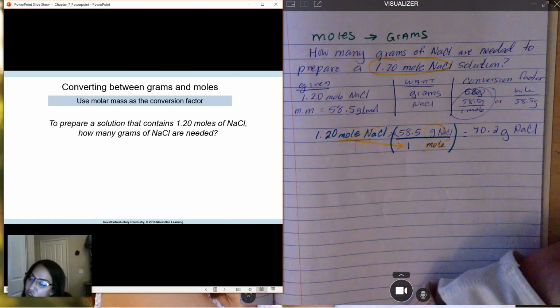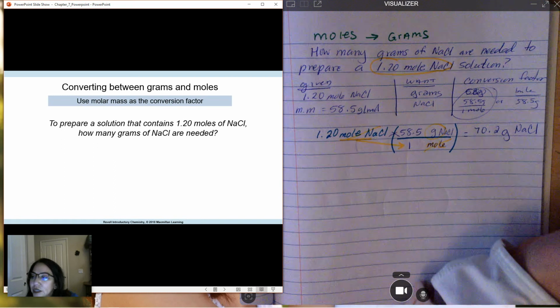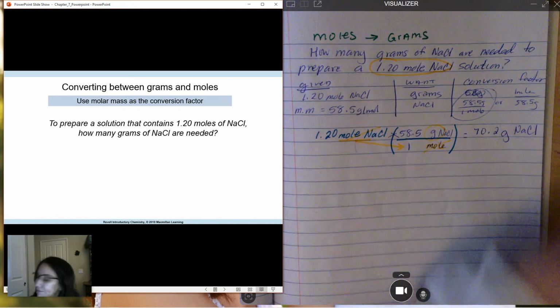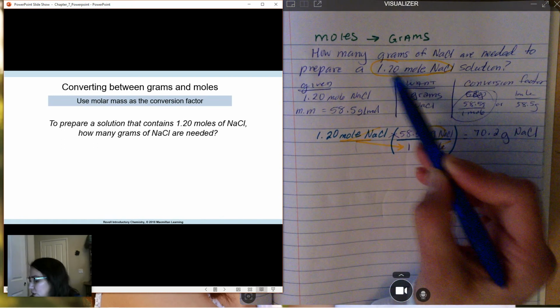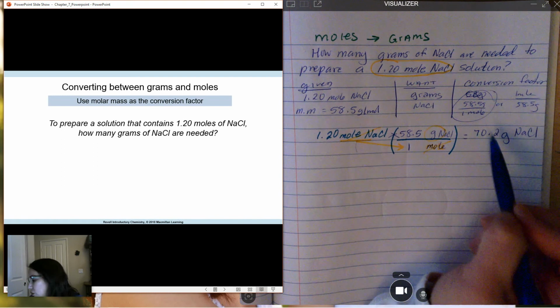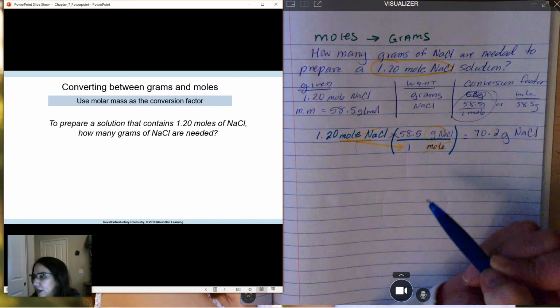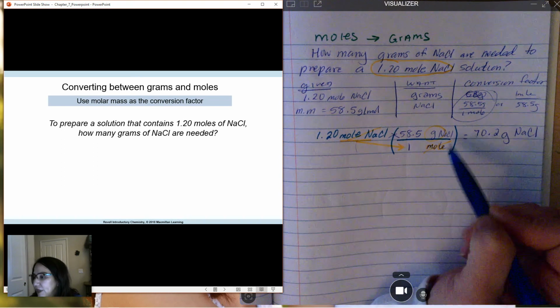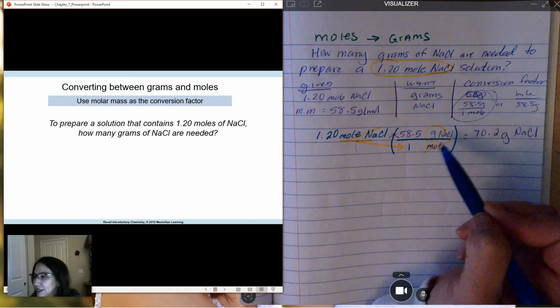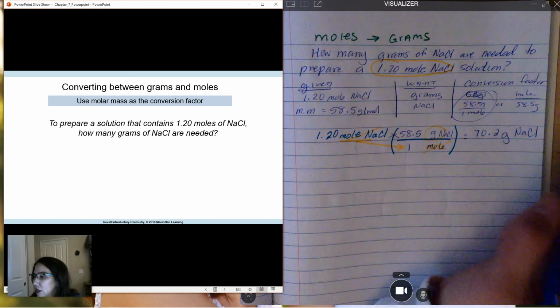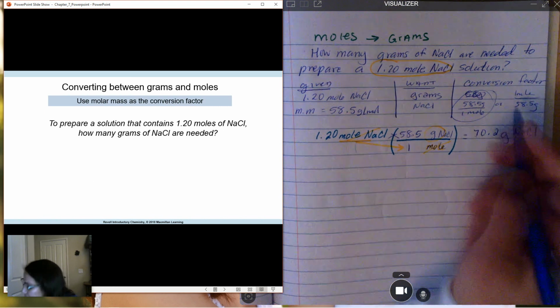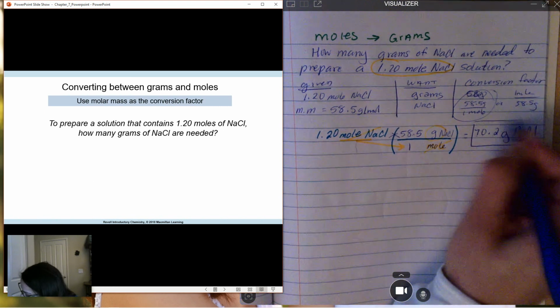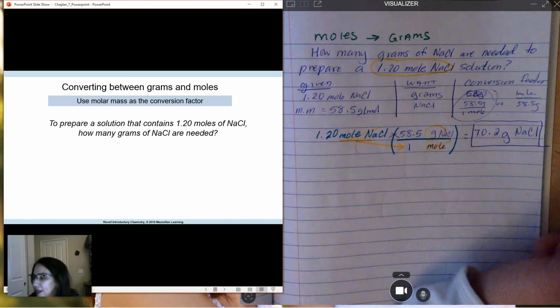Now, let's double check, make sure everything is correct here. Do we have the correct number of significant figures? 1, 2, 3. 1, 2, 3. That's correct. Do we have the correct unit? Yes. The unit's in grams, and it's asking for grams. Of what? Sodium chloride? This is perfect. So we box up our final answer, and that is done.